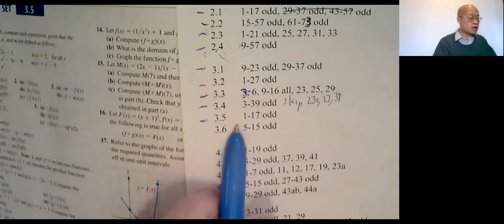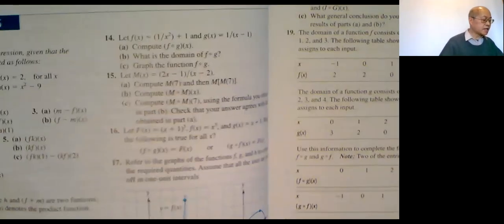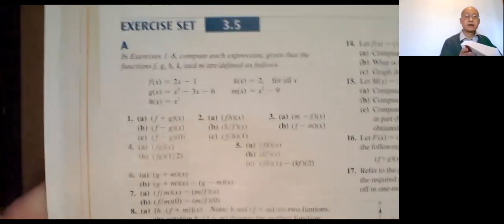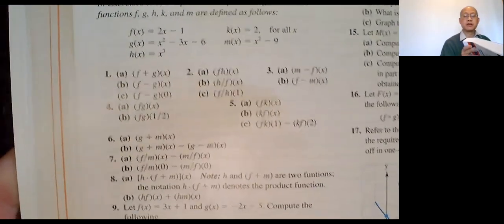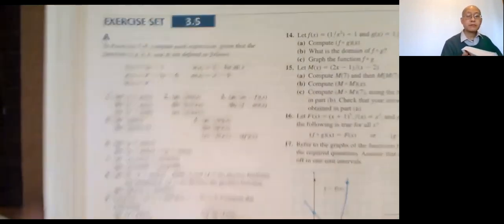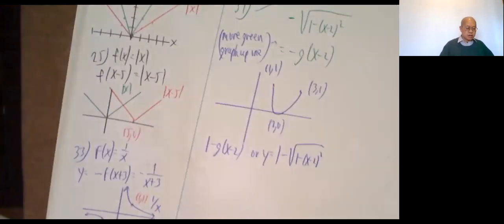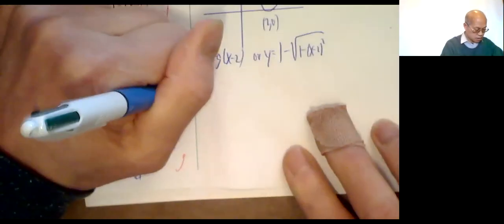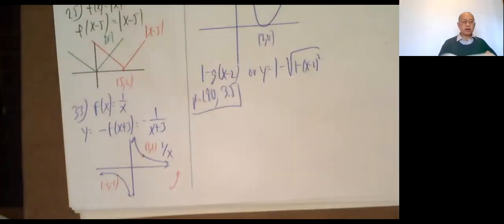So we'll jump right in. 1 to 17 odd. It seems like it's not that much, but you know, there's part A, B, C, and all that stuff. So it's not as short as you might think, unfortunately. All right, so page 190, 1 to 17 odd.